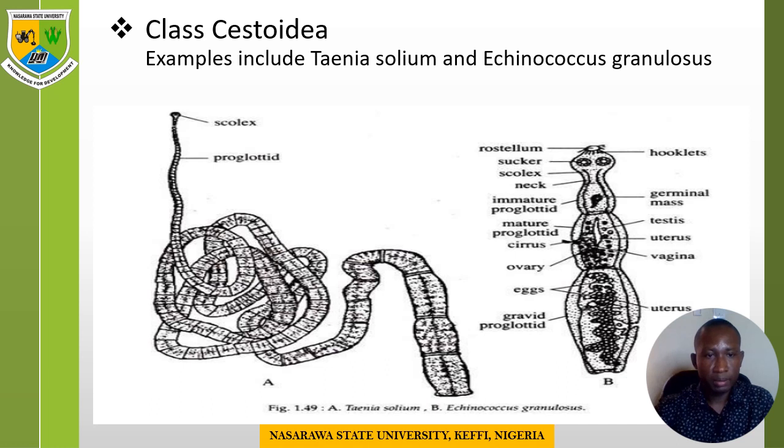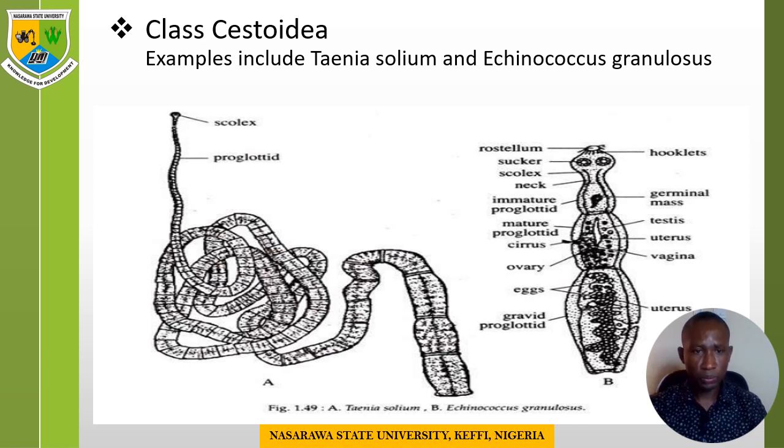The class Cestoda, of course, are parasitic. A typical example is Taenia solium, the common tapeworm. And then we have Echinococcus granulosus. These are examples of organisms under this particular class known as Cestoda.